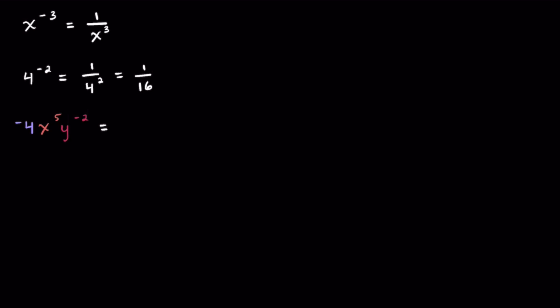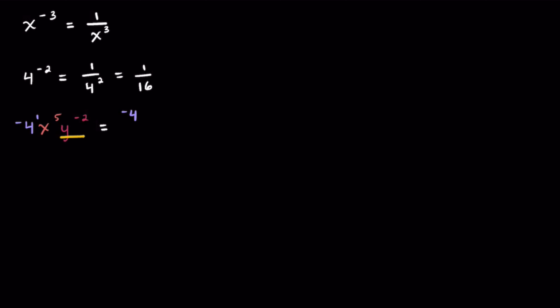So we have this coefficient of negative 4, which has its own invisible exponent of positive 1, we have x to the 5th power, and then we have y to the negative 2nd power. The only part of this monomial that has a negative exponent is this y to the negative 2nd power, so if we wanted to rewrite this using positive exponents only, the negative 4 is going to stay on top because it's raised to the positive 1 exponent. It doesn't move anywhere because it's negative, it has to be negative exponents that move.